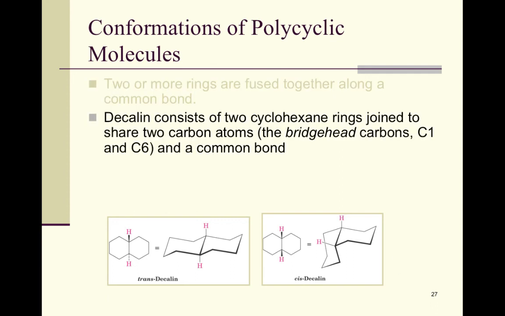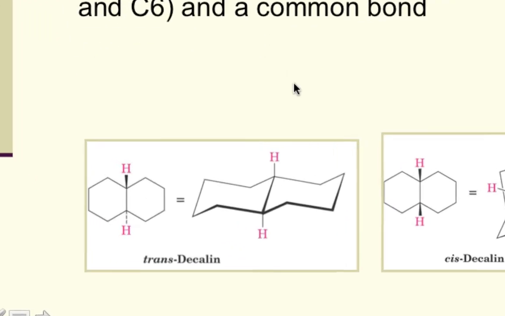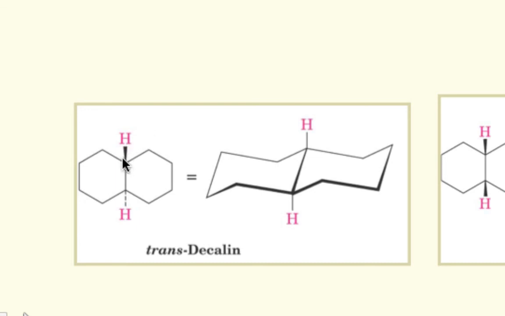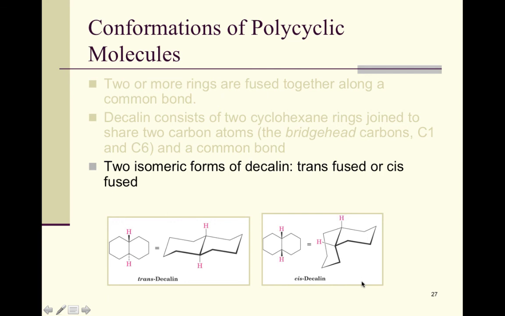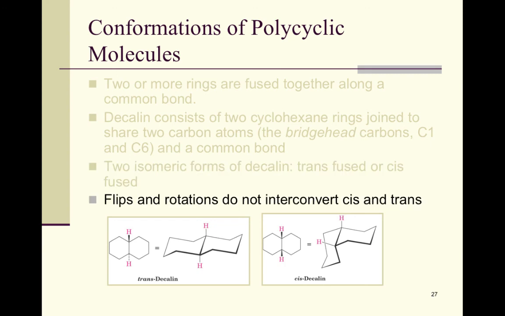Decalin consists of two cyclohexane rings joined to share 2 carbon atoms. The bridgehead carbons 1 and 6 have a common bond, so this would be 1, 2, 3, 4, 5, 6. So this is the bridgehead between carbon 1 and 6. That's the common bond. There are 2 isomeric forms of decalin, trans-fused or cis-fused. Flips and rotations do not interconvert cis and trans.